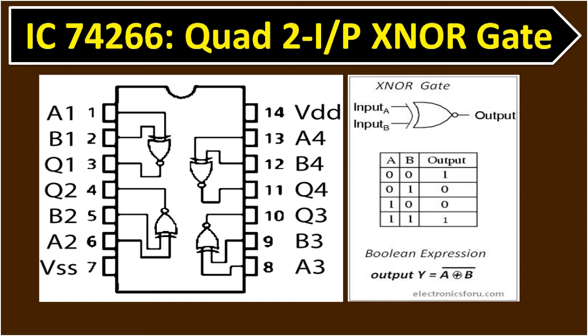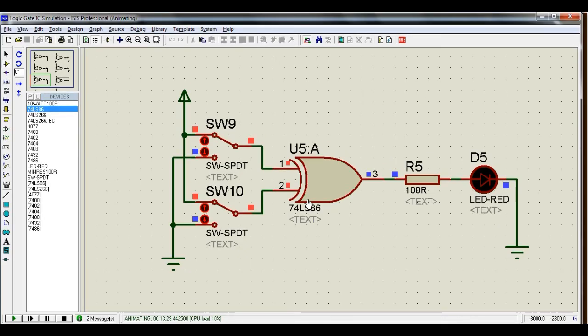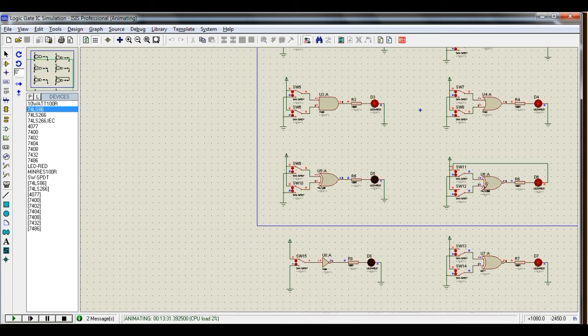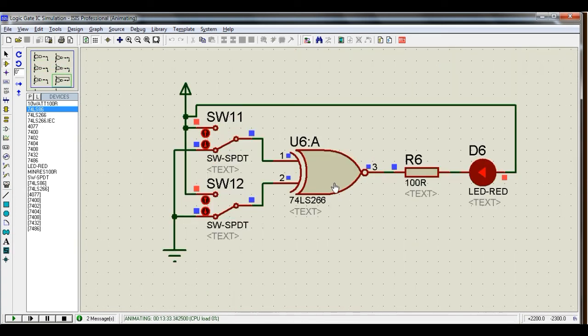Okay. So here, to check the output of 74266, I have connected the LED in common anode type. Okay. So let us see the practical simulation. So here you can see, as the 74266 outputs are open collector type, the LED is connected in common anode type. Here the anode is connected to logic 1, that is plus 5 volt VCC, and the cathode is connected to the output of this XNOR gate.